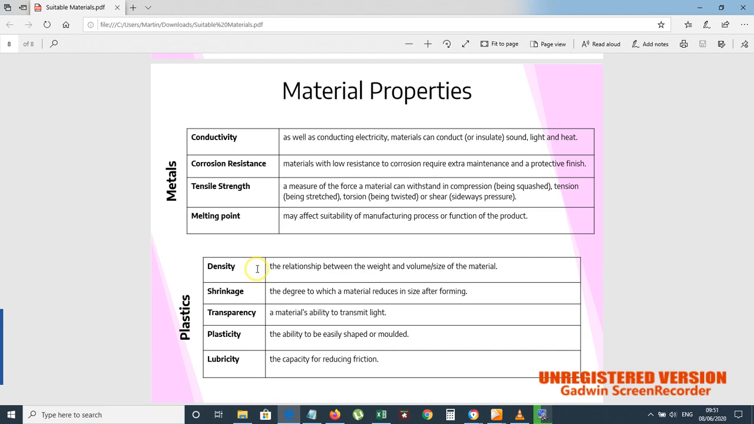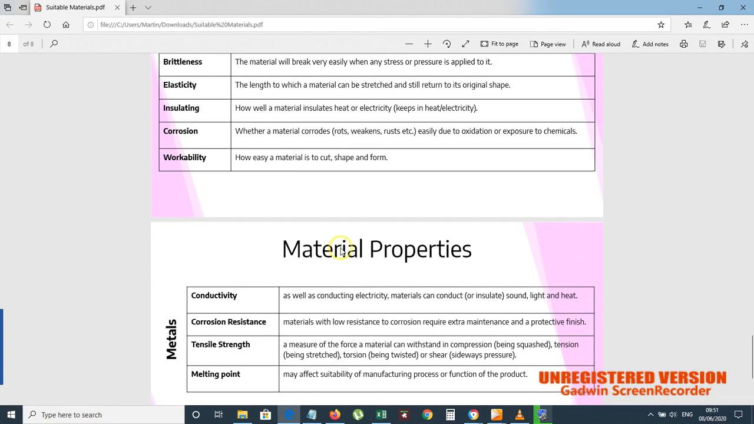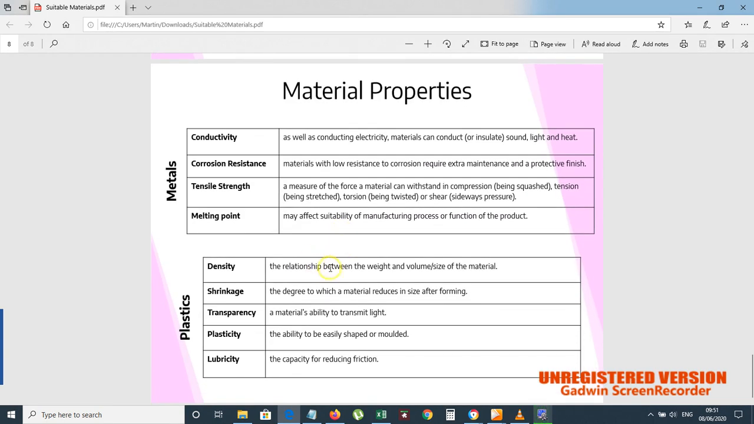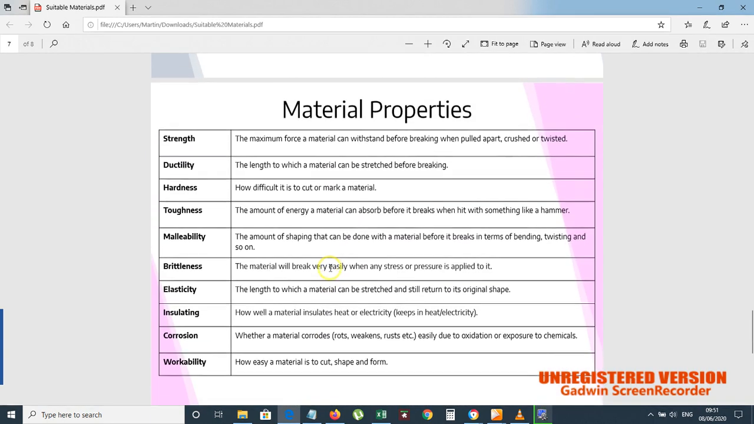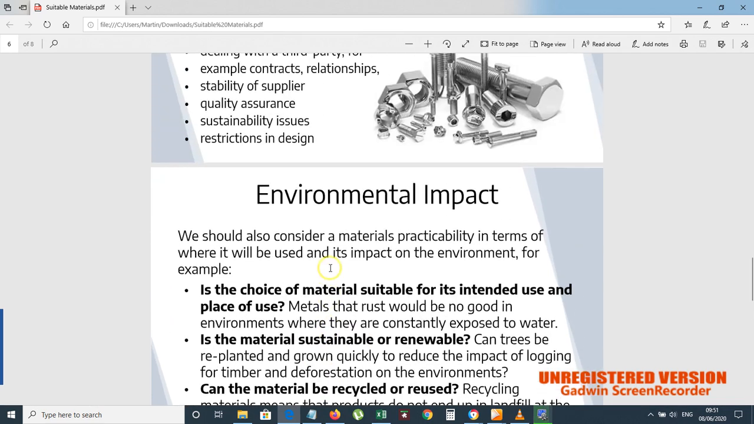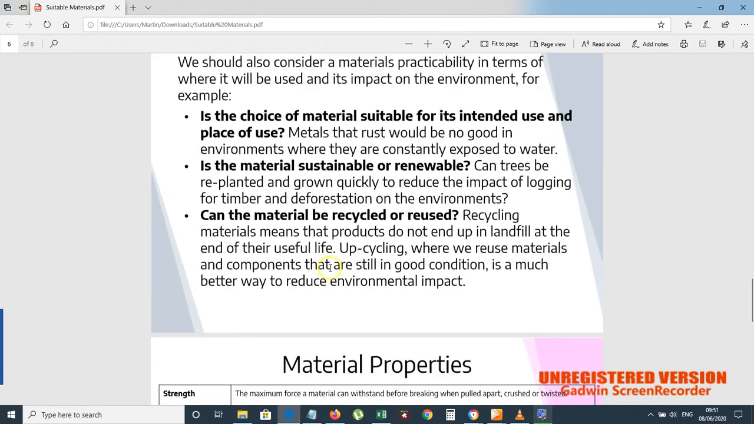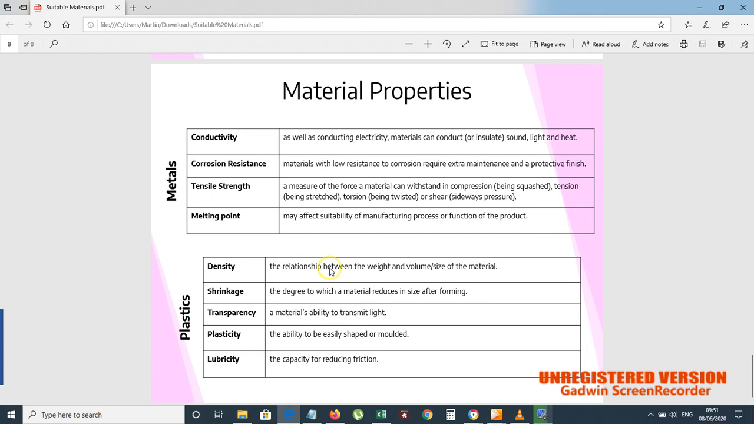Transparency, plasticity and lubricity are all things which we will think about as you're going forward. Depending on what you're doing, what your product is, you may apply some of these properties to those products. So that's our quick little rundown. We've got materials, we've got properties, and a little bit about impact. That's just a very quick introduction to that.